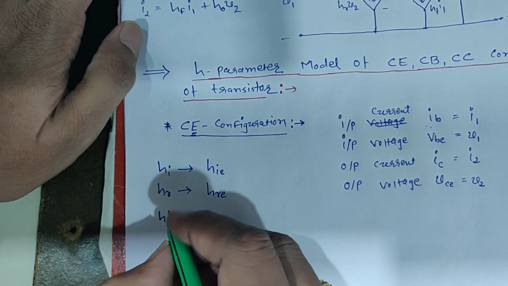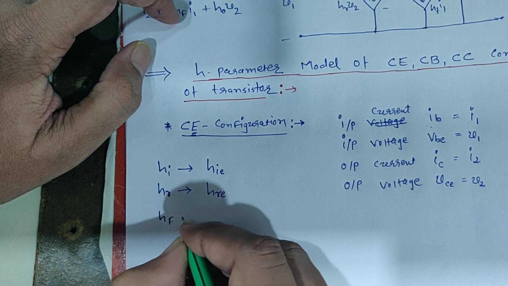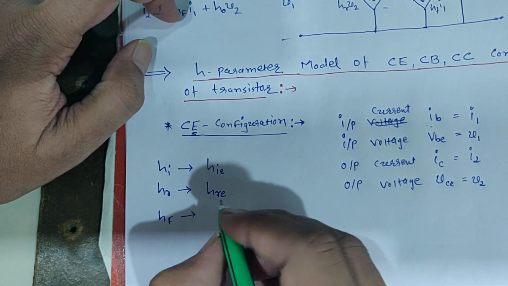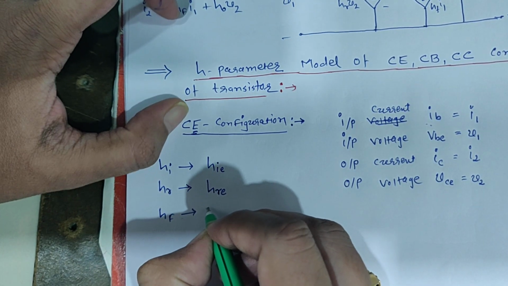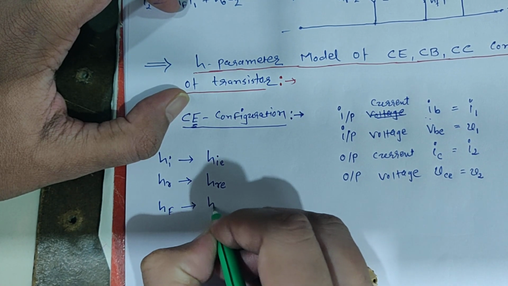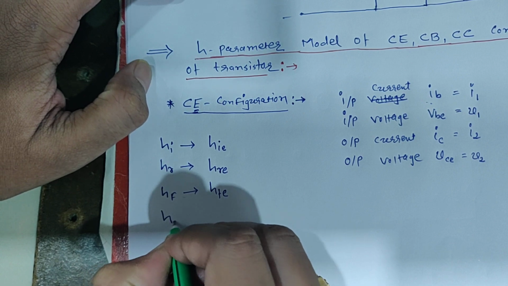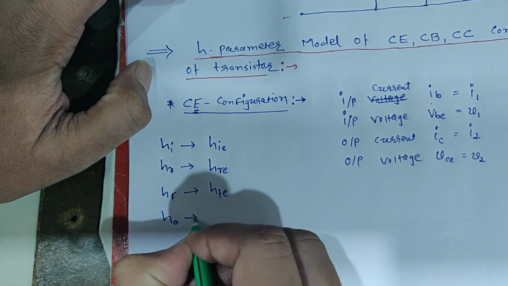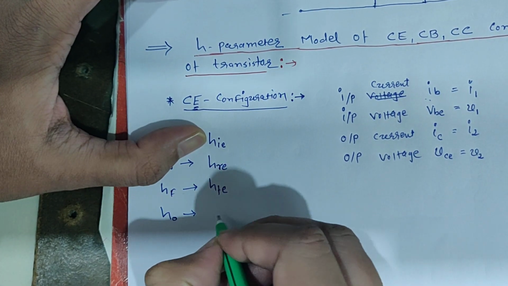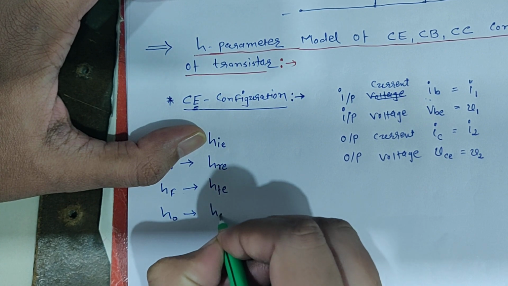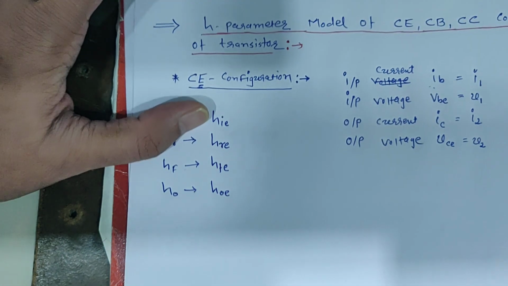HF is the forward current gain. For the specific common emitter configuration we have to write HFE. And HO, that is the output admittance. For common emitter, it will become HOE.